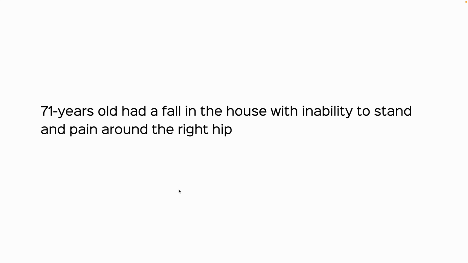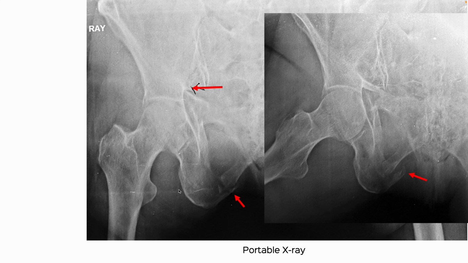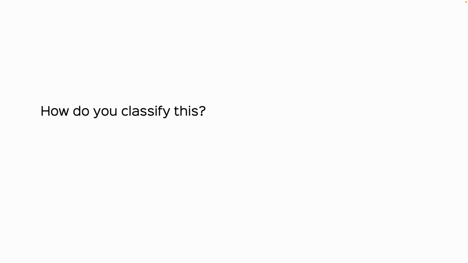So, this 71-year-old had a fall in the house, inability to stand, pain around the right hip, severe osteoporosis. Portable x-rays showed ilio and ischiopubic rami fractures. Now, how do you classify this?